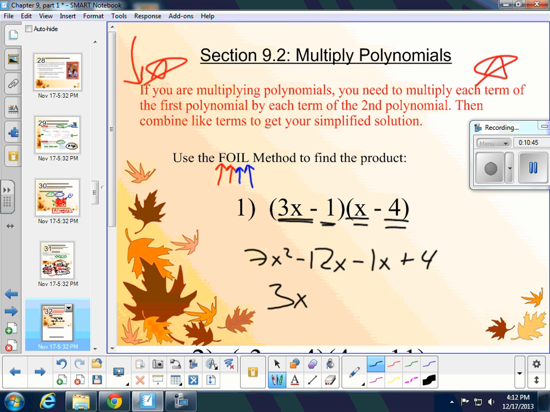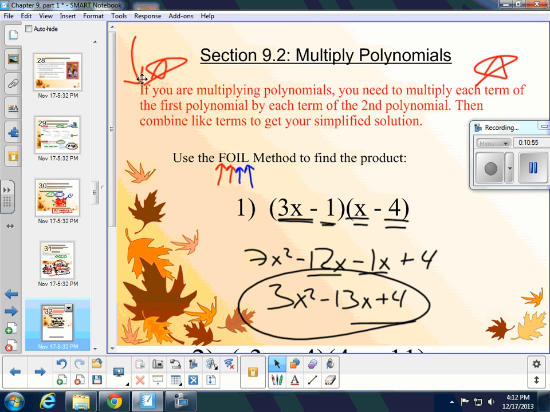Reducing this, 3x squared, and then negative 12x and minus 1x is going to be negative 13x, and then plus 4. So here's what I get for my result. If I even use the table method, it would still give me the same exact result. So again, what I'm going to show students in class is the table method, and I'll show them the FOIL method, and whichever one you like better. I might have you try a little bit of both here in the beginning, but as we go on, you just pick the one you're comfortable with, and that'll be fine with me.